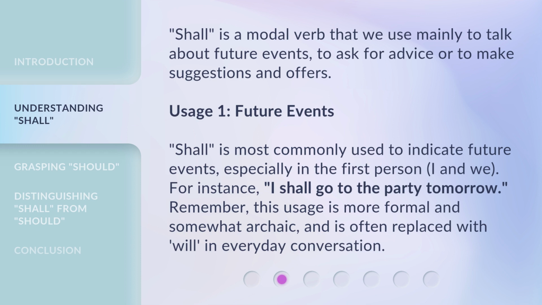Shall is a modal verb that we use mainly to talk about future events, to ask for advice, or to make suggestions and offers. Usage 1. Future events. Shall is most commonly used to indicate future events, especially in the first person, I and we. For instance, I shall go to the party tomorrow. Remember, this usage is more formal and somewhat archaic, and is often replaced with will in everyday conversation.